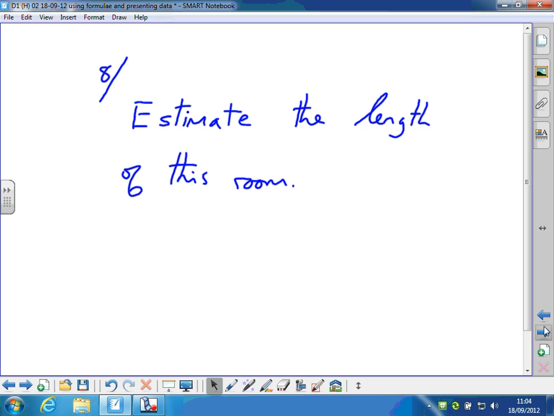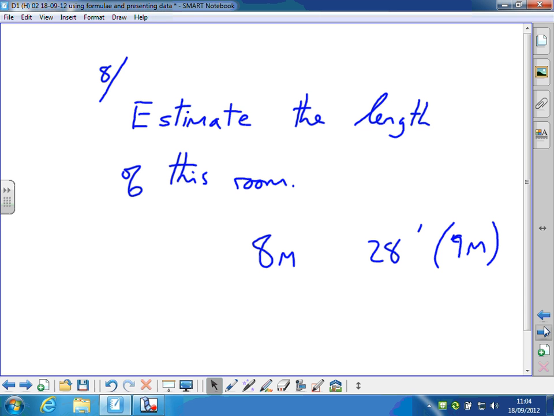Estimate the length of this room. You were at an advantage there, Josh, because you've got a meter rule, right? Did you see that? Did you come up with an answer? 8 meters. Anything different? 28 foot. Roughly how many feet in a meter? Yeah, roughly 3. So 3 into 28 is about 8 or 9, isn't it? 9. So you reckon about 9 meters, 10 meters, 30 foot. So about 9 or 10 meters.